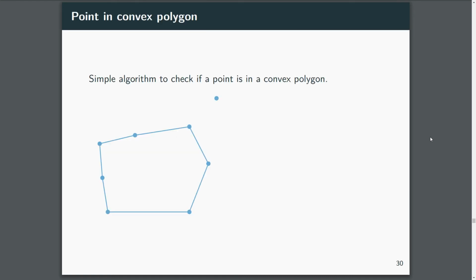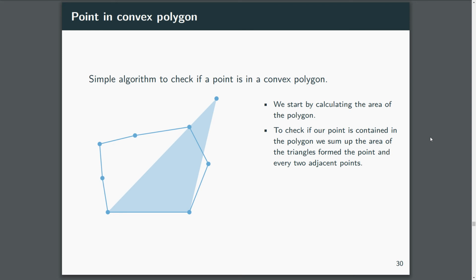Yeah, so next problem we should look at is, if we have a convex polygon, we want to have a simple algorithm to check if some point is within this convex polygon. And the first thing you need to do is just calculate the area of the polygon. Then just check if your point is contained in the polygon.